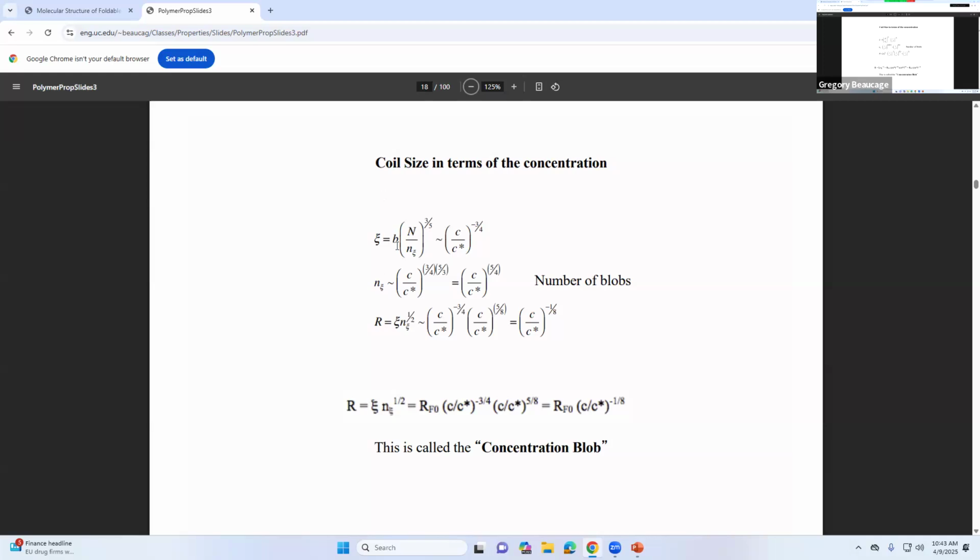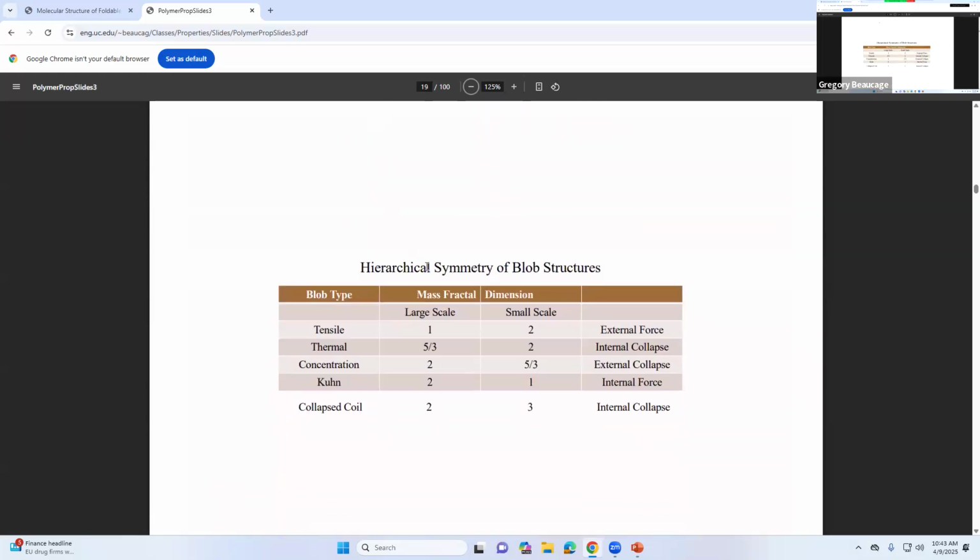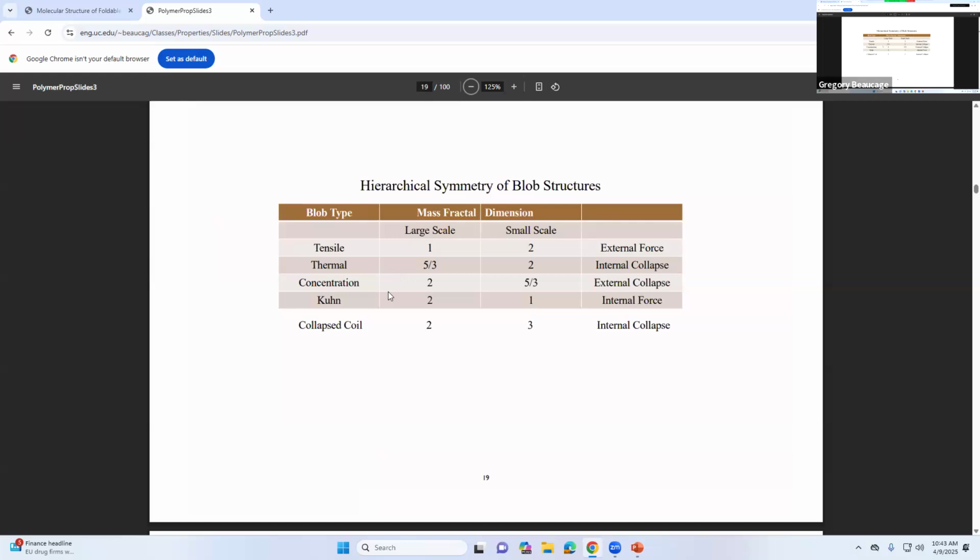It's a nicely knitted picture of how your perturbation, in this case just increasing the concentration, gives you the scaling of these two things, and they match up with experiment. So you can understand how the system is put together. Anyway, that's that business. So that's our concentration. At large scales, it's Gaussian. At small scales, it's an expanded coil. And as you increase concentration, you lose this and gain that.